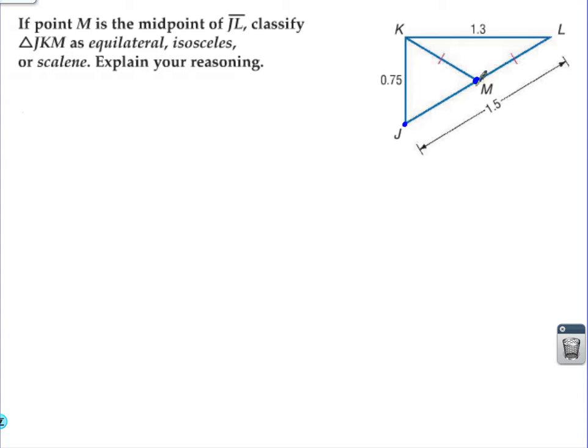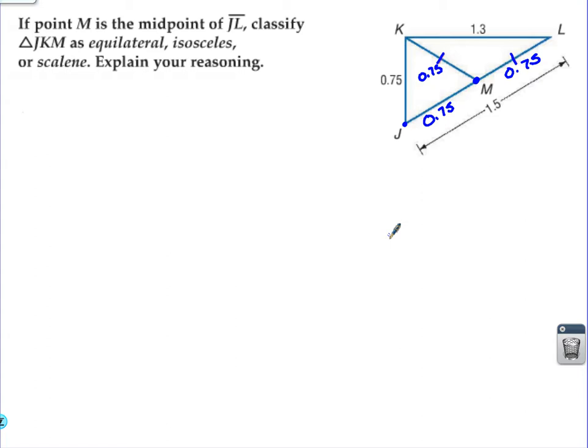If this is the midpoint, the whole thing is 1.5. You need to type it in your calculator. What's the distance from J to M then? So the whole thing's 1.5. She divided by 2 and found out that this was 0.75 and this is 0.75. And notice also we have tick marks, which makes this 0.75 as well, right?